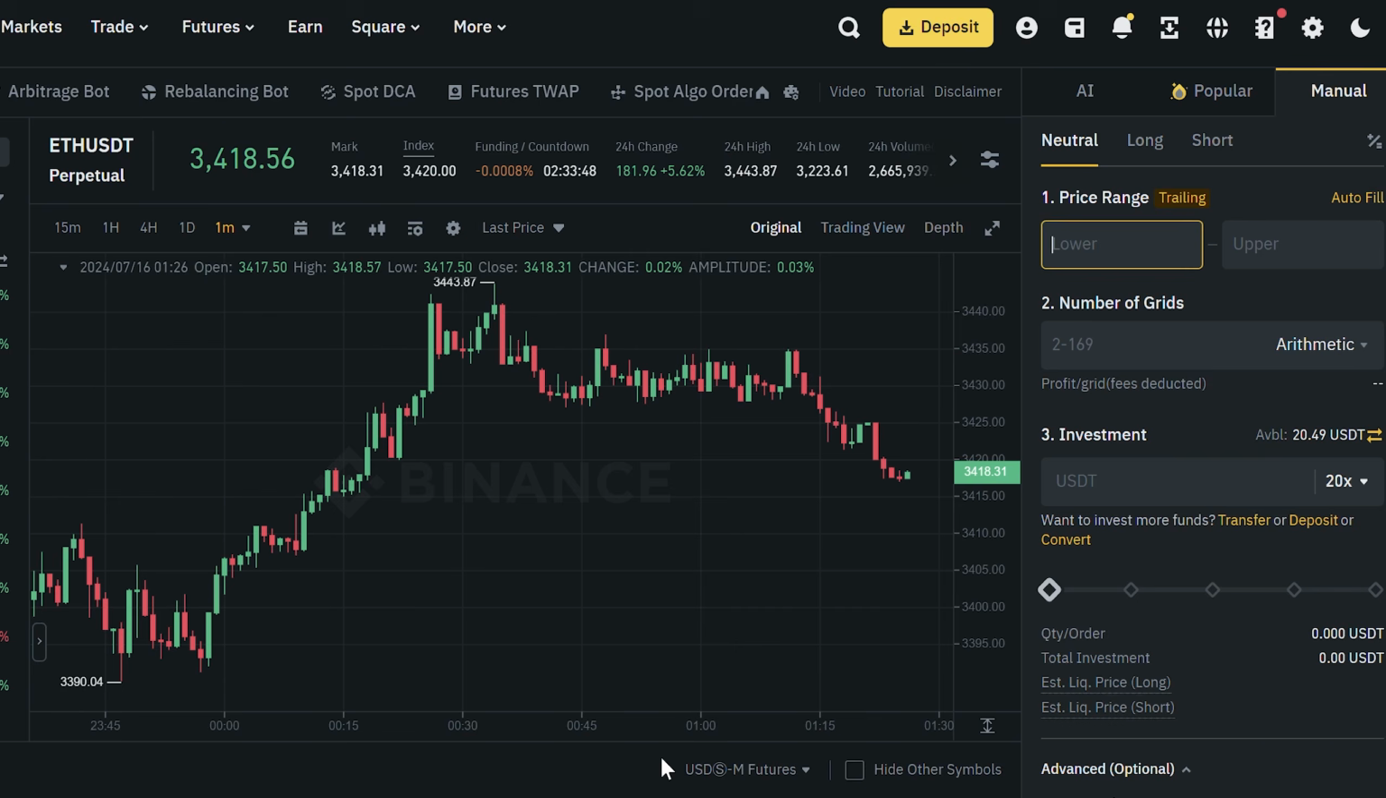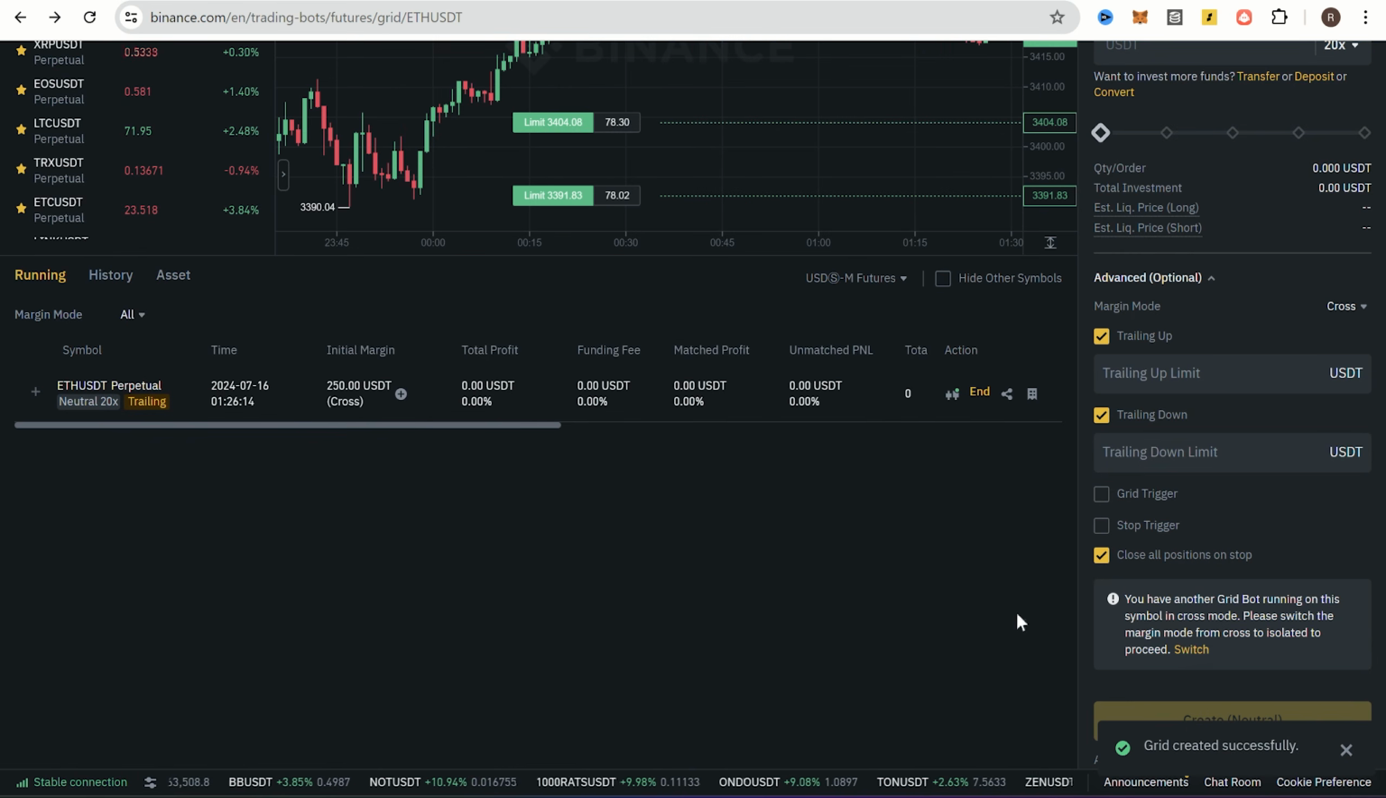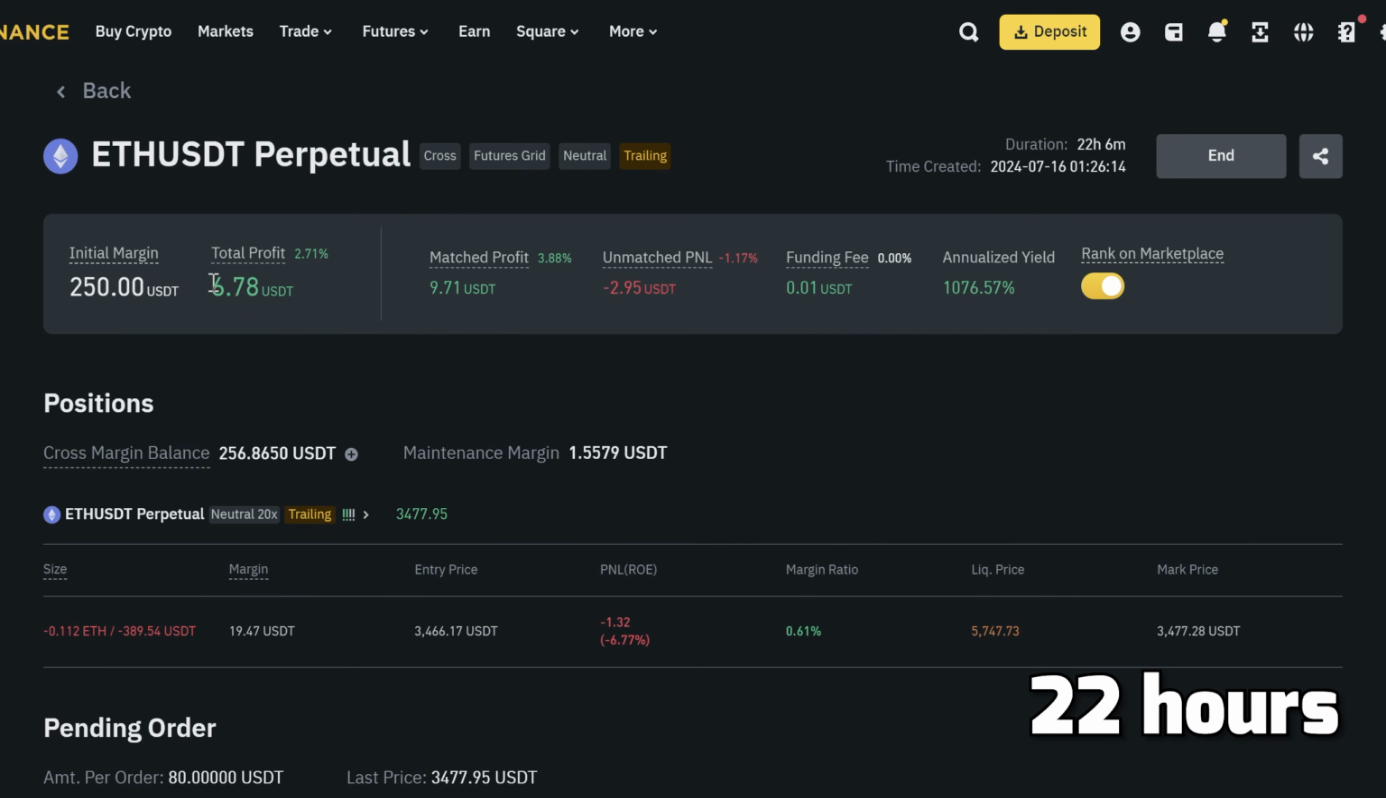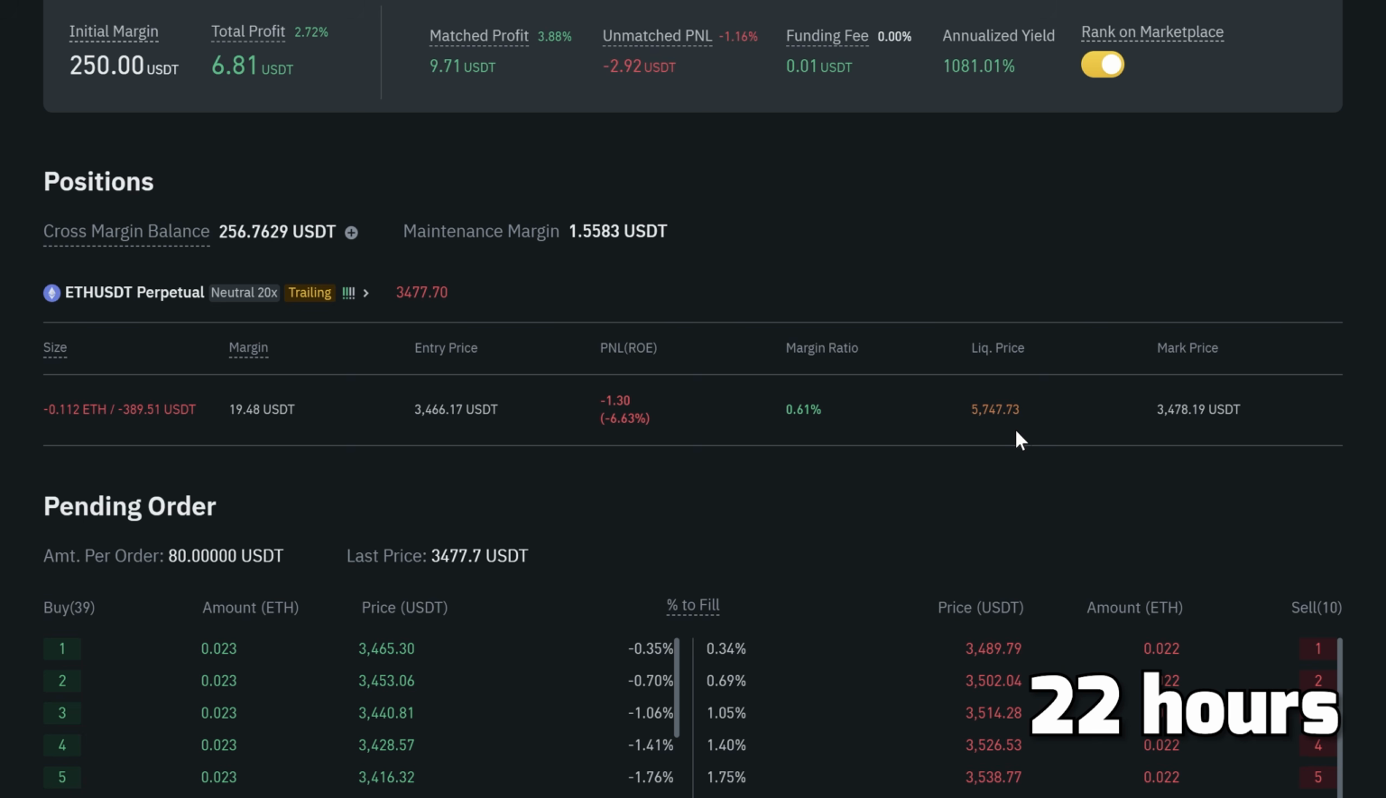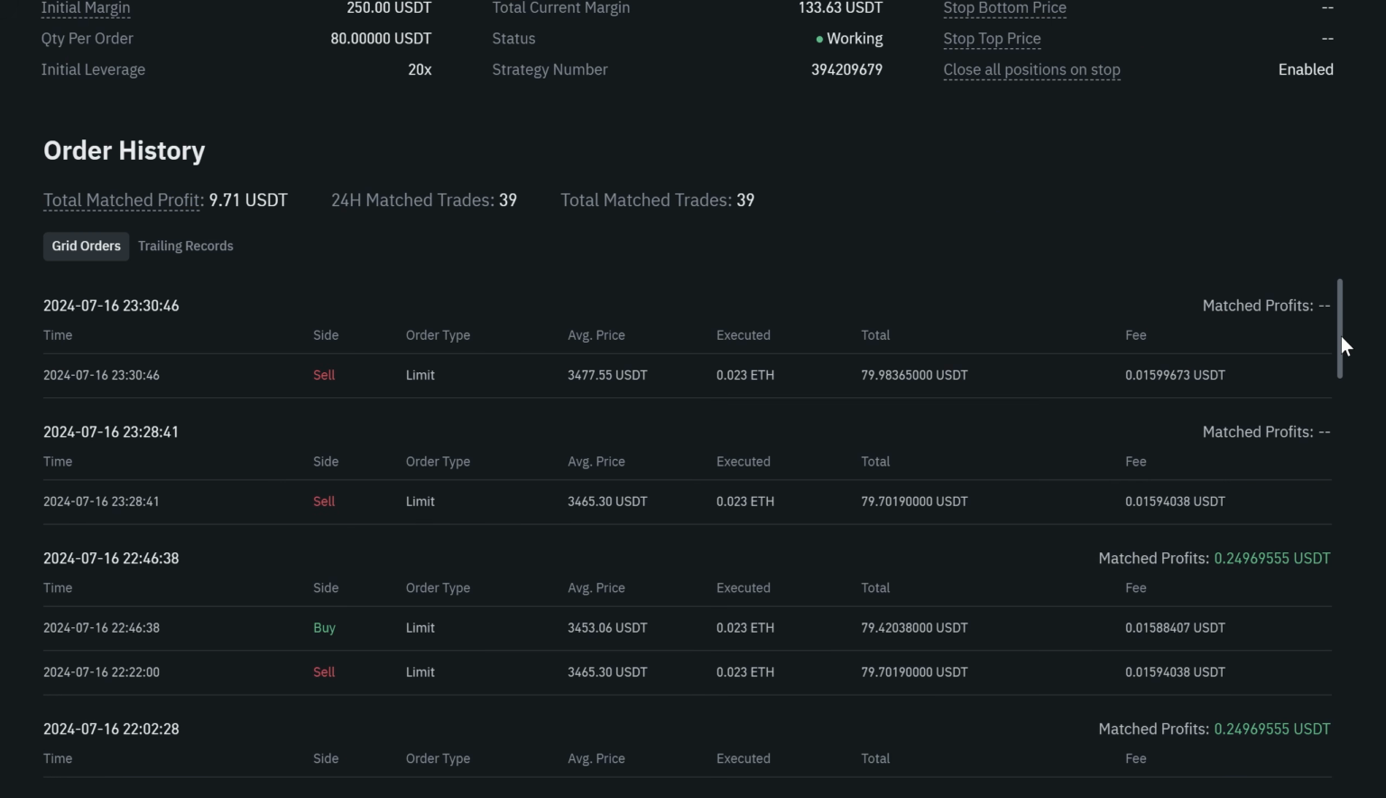Okay, I created the grid bot and we'll see what happens with that. I will run it for 7 days. After 1 day my profit is slightly less than $7. You can check here the current position and the order history. As you can see, one order gives 25 cents.